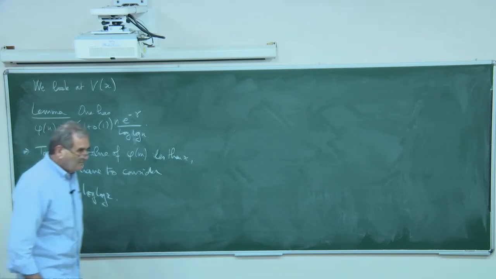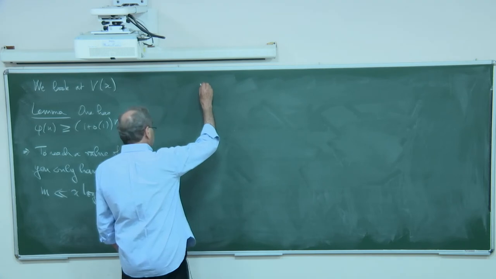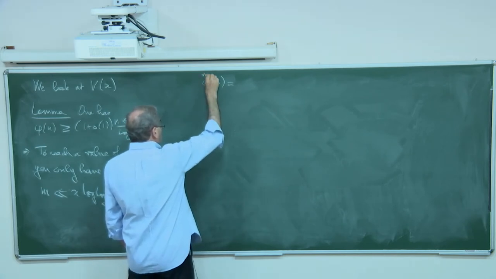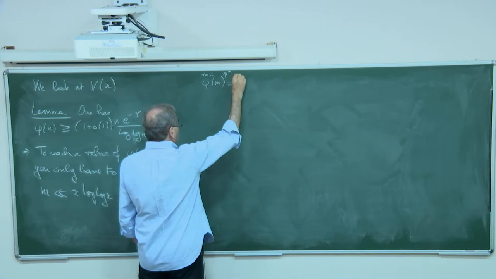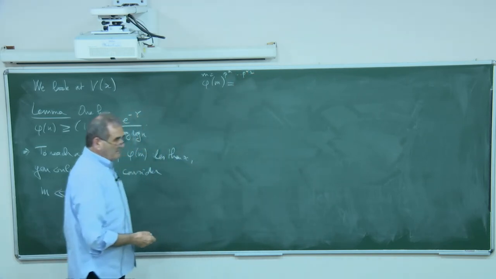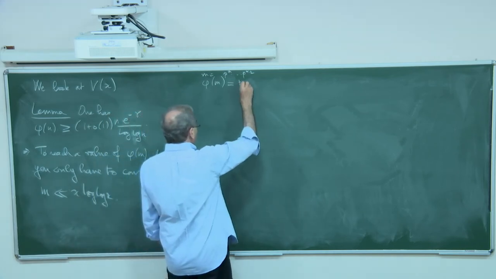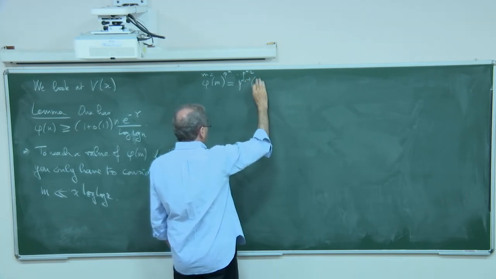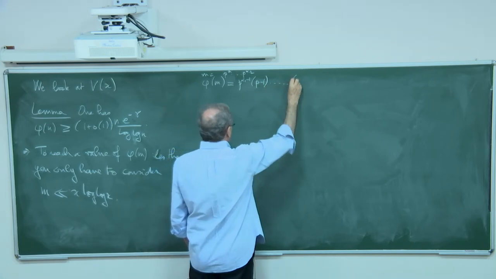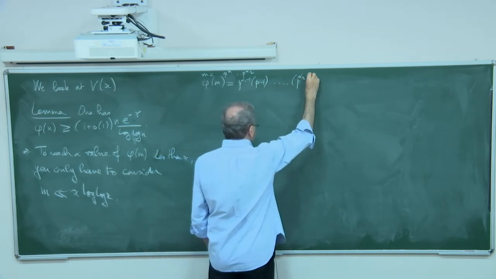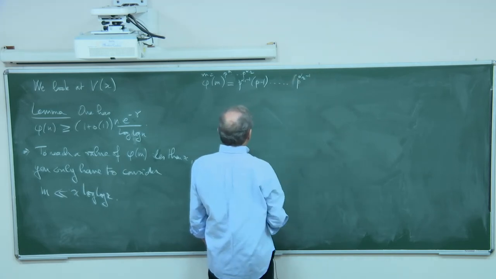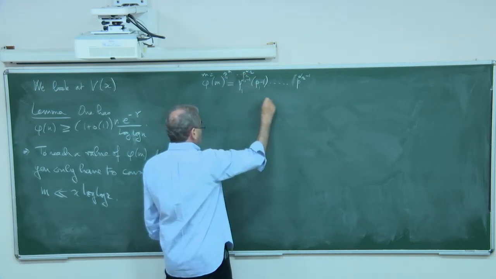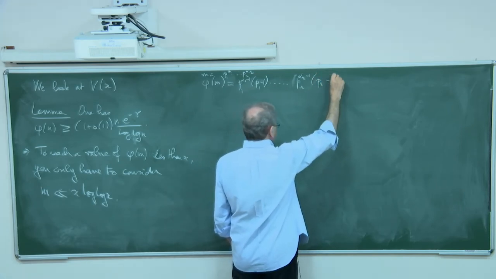Let me write it in a different way for phi of m. If m is a product of primes p_1 to the alpha_1, and so on up to p_r to the alpha_r, then phi of m is p_1 to the alpha_1 minus 1 times p_1 minus 1, and so on, up to p_r to the alpha_r minus 1 times p_r minus 1. Is this okay?